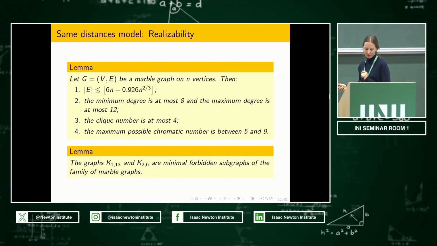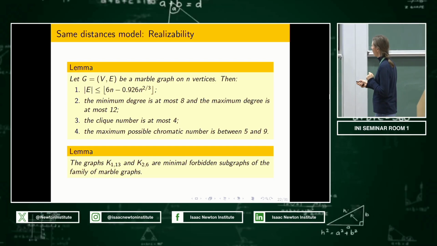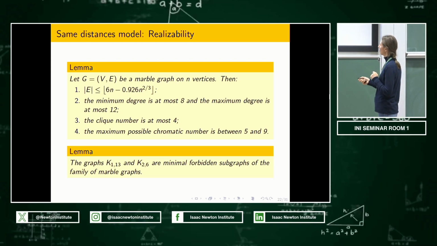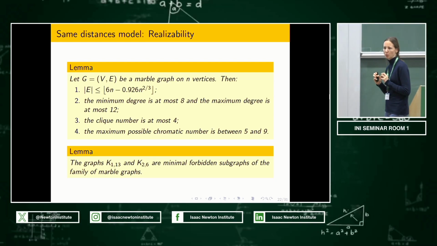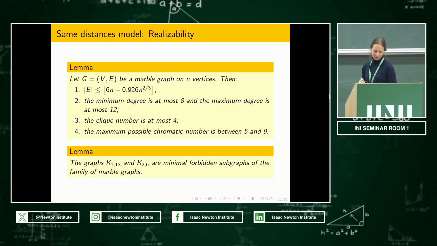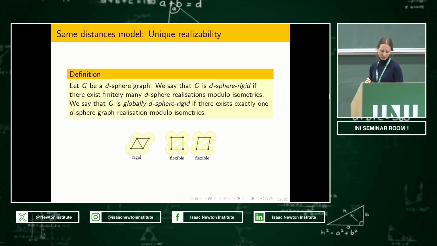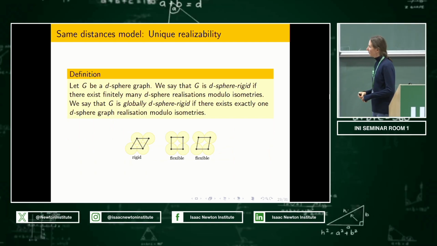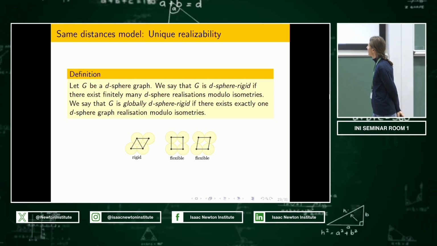And then the minimal forbidden subgraphs for marble graphs are K113 and K26. So that's what's known. That was about the realizations.